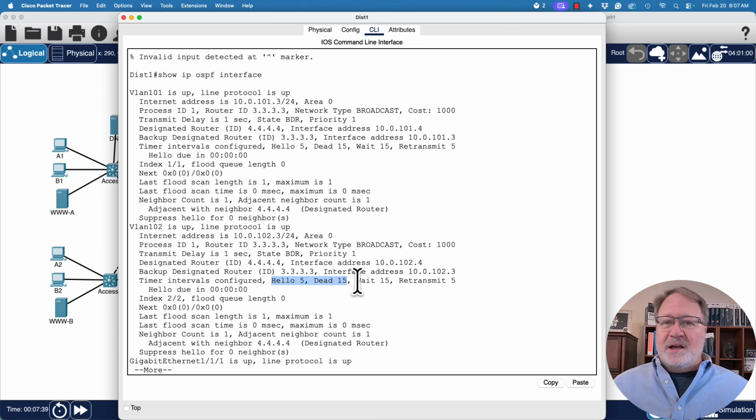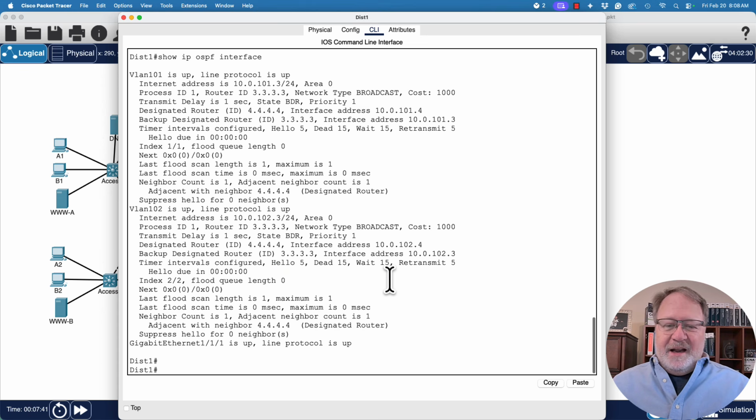So I did the same thing over at dist 2, and I can go there and show you those with this same command. But if I hadn't done that on dist 2, these two switches, these layer 3 switches, would no longer be neighbors over VLAN 101 and 102.